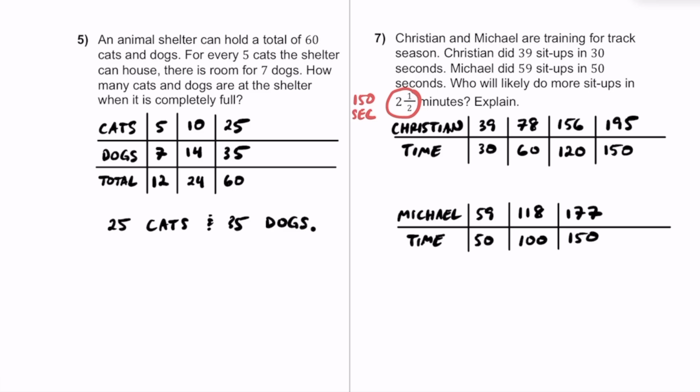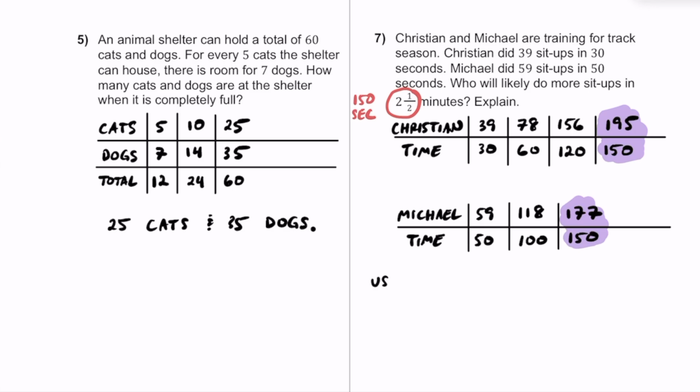Okay, so both of these athletes are very fit here. That's quite a bit of sit-ups for both of them. So the great comparison here that you're looking for is what they did in this 2.5 minutes. If you do the comparison, you can see that Christian's ratio is going to be greater than Michael's. 195 to 150 is a greater ratio than 177 to 150. So that means he was more likely to do more sit-ups in this amount of time based on the ratios that we were given.